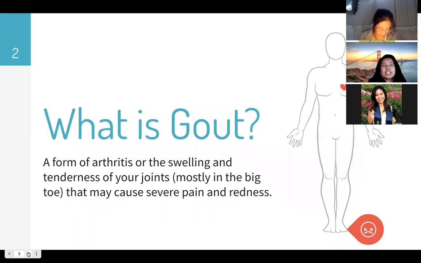So what exactly is gout? Gout is a form of arthritis, or the swelling and tenderness of your joints, that may cause severe pain and redness.